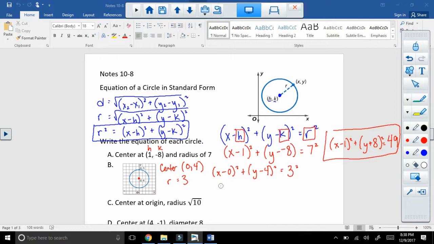and this spot in the equation. And then to clean this one up, I don't really need to subtract 0, so I would just write that this is X squared plus Y minus 4 squared equals 9.